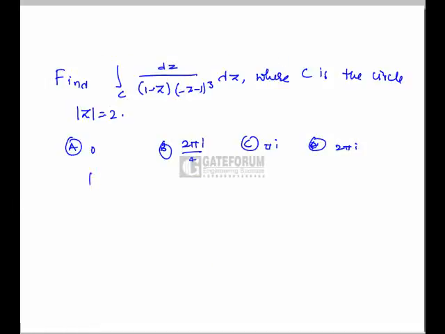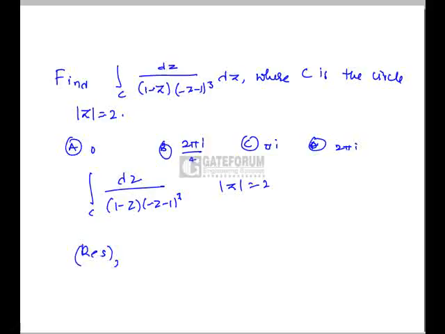We have to find the integral of dz by (z plus 1)(z minus 1) whole cube over the curve mod z is equal to 2. That is nothing but a circle whose radius is 2. Now, in order to find this, first we have to find the residues at z is equal to minus 1, as well as the residue at z is equal to 1.